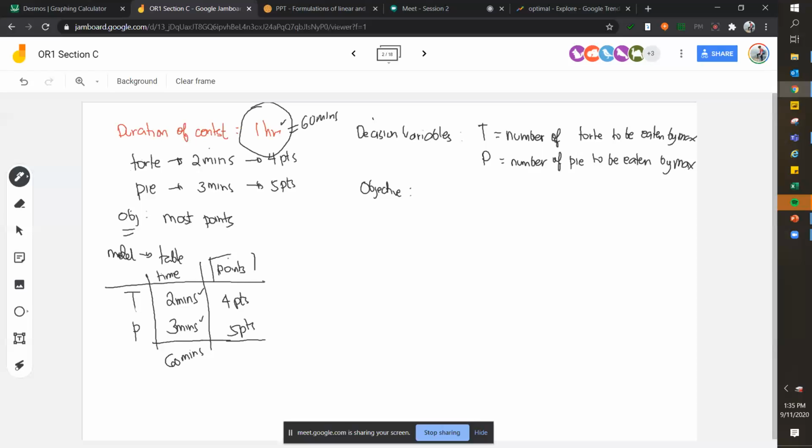Ang objective natin, points. So, paano natin i-represent siya? 4 times t, pababa lang tayo. 4t plus 5p. Malinaw? Okay, next natin ng paradigm is subject to constraints. Anong constraints natin? Yung time. Ito, 60. Ilagay ko na kaagad doon yung 60. Sorry. Masyado napadami. Okay, so we have 2t plus p.